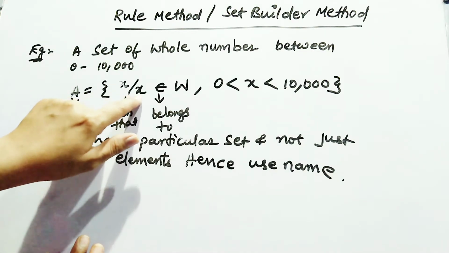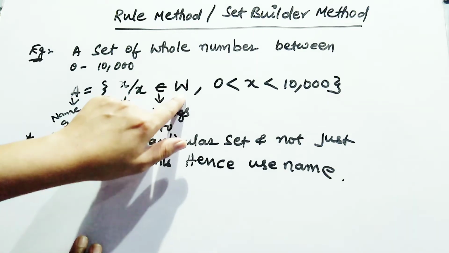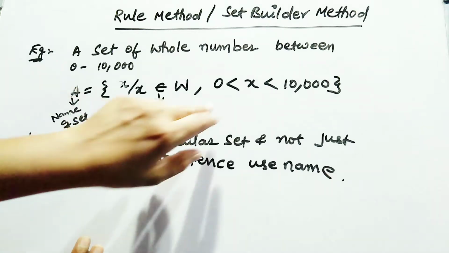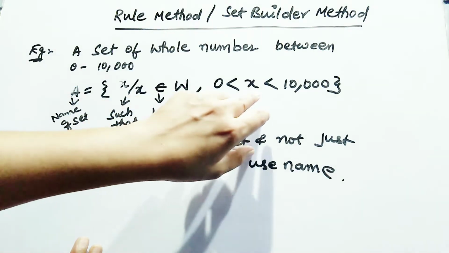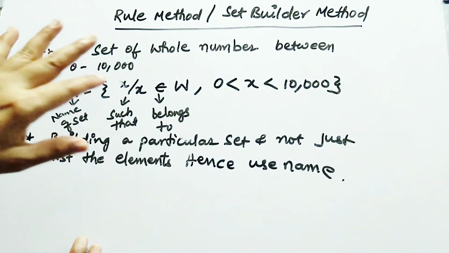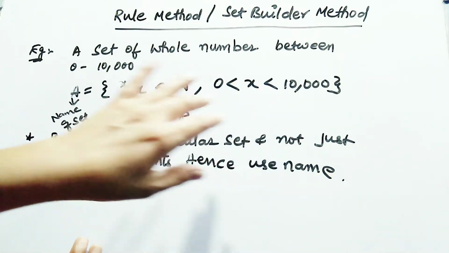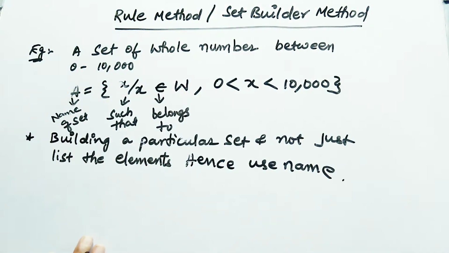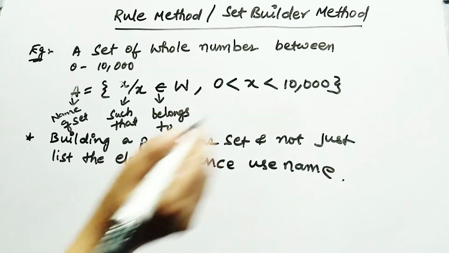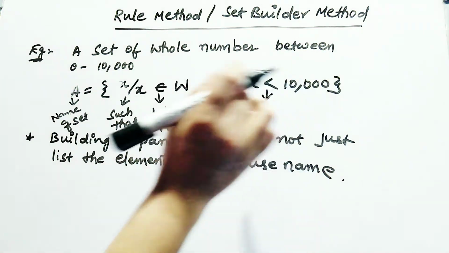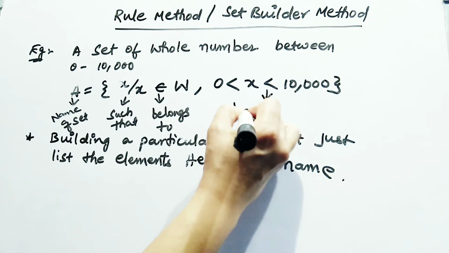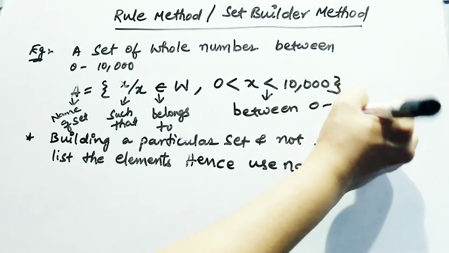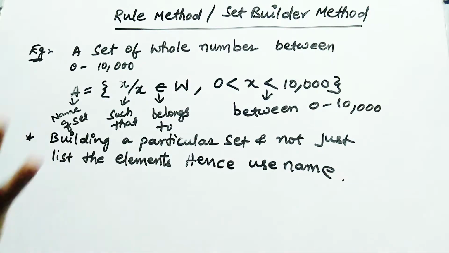X such that x belongs to W. What is your W? W is the whole numbers. Whole numbers begin from 0. Okay, what you are saying? 0 is less than x, means x must be 1, 2, 3 up to 10,000. What is the symbol meaning? Between 0 to 10,000, all the elements will be included.